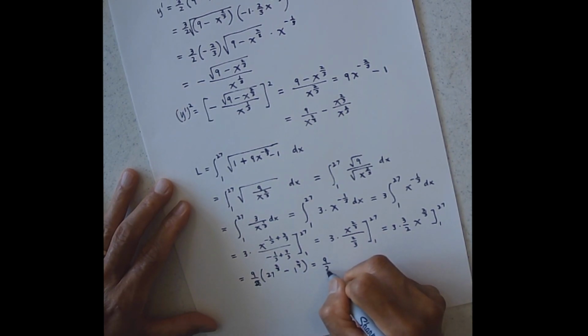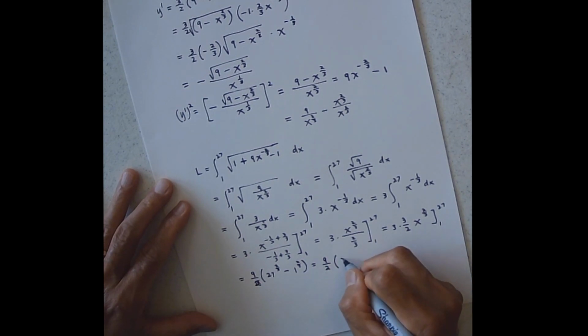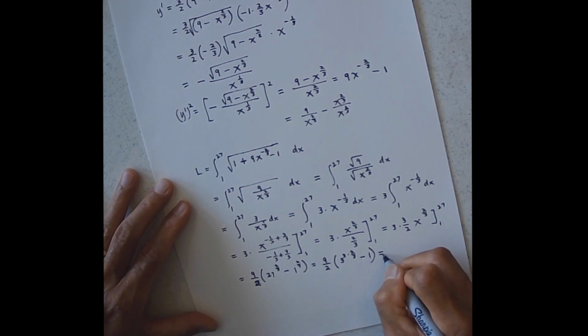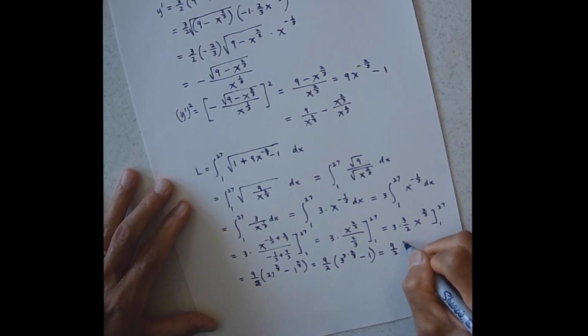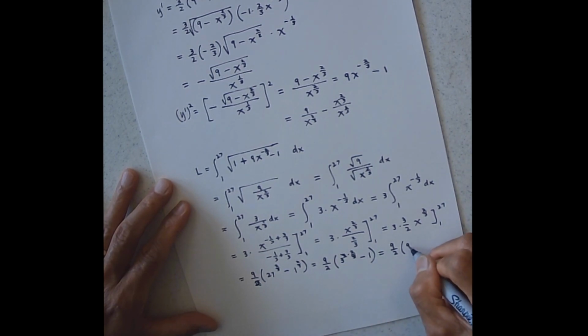So 9/2. Now we can rewrite 27 as 3 cubed, to the 2/3. 1 raised to any power will always be 1. So this simplifies to 9/2 times, the 3 will cancel, giving us 9, minus 1. 9 minus 1 is 8. 8 times 9 is 72 over 2, or 36.